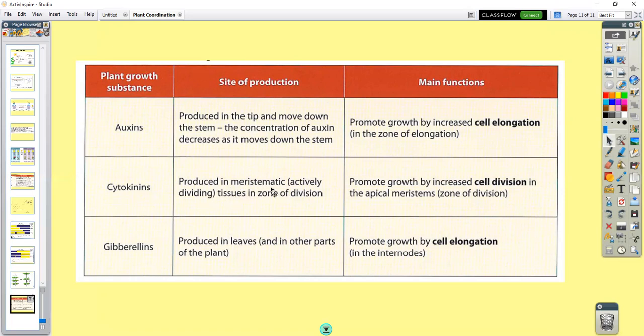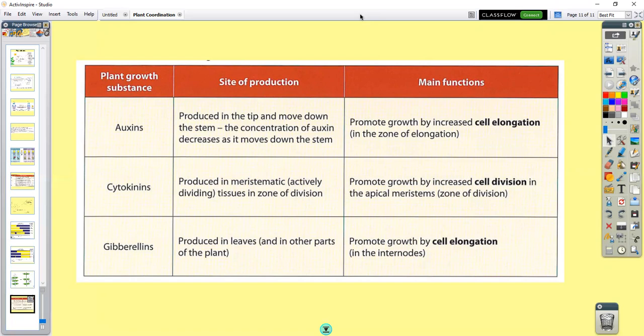It's produced in the meristematic regions, which is where cells are actively dividing. That tends to be at the tips of the roots and the shoots. And as I say, it promotes cell division. And the third one is, as I mentioned, gibberellins, which are produced in the leaves. And again, they produce cell elongation in those internodal regions in between where the leaves grow.